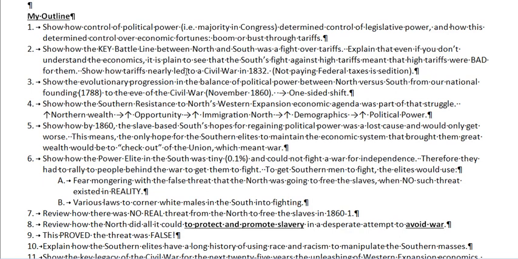Show how tariffs nearly led to a civil war in 1832. So a civil war almost occurred 30 years before. And it was over what? Slaves? It was over tariffs, right? Not paying federal taxes is sedition. You can't let a single state, South Carolina, not pay taxes, right? Well, what's going to happen if you let South Carolina, we'll make you an exception, you don't have to pay federal taxes? What do you think all the other states are going to do? They're going to say, what the hell? We're not paying taxes, right? And then what do you got? Your government. How does your government exist without any revenues? Your government is done.